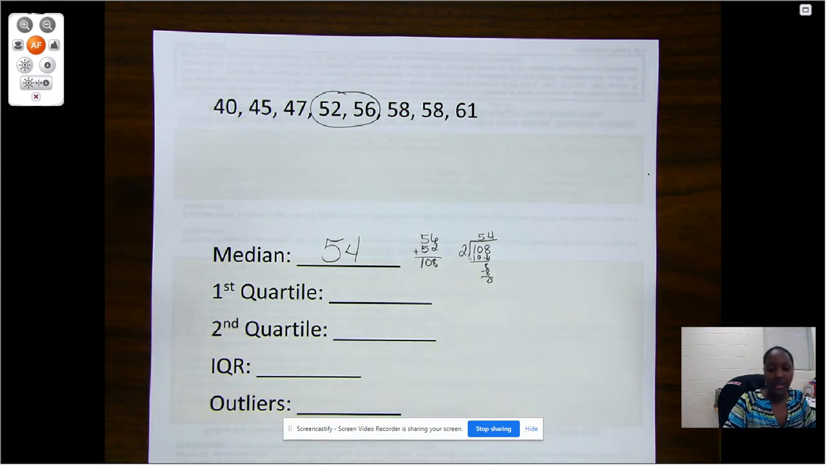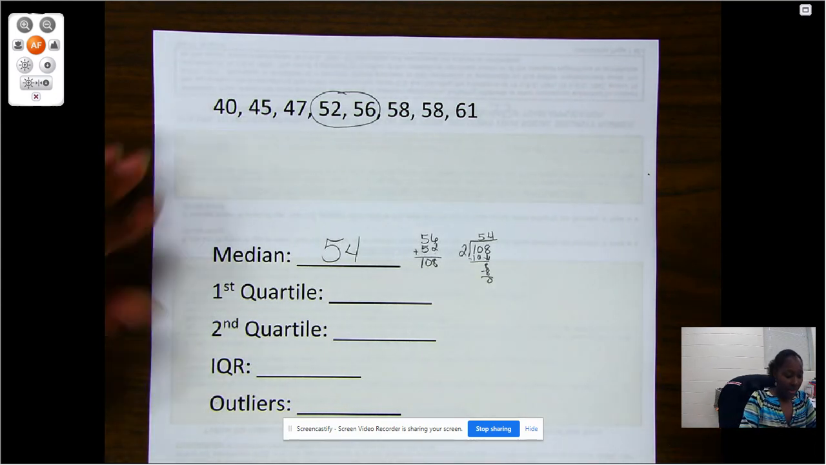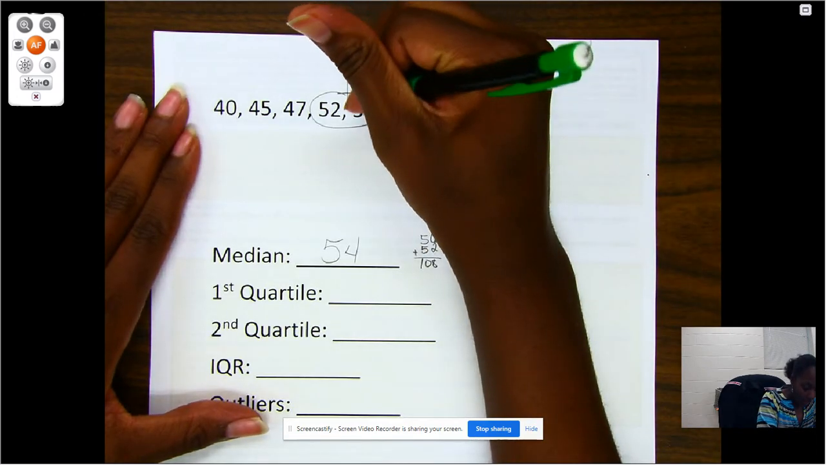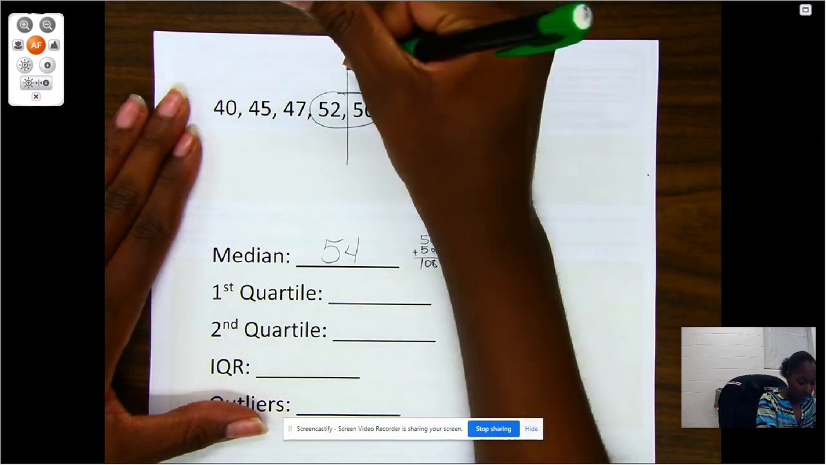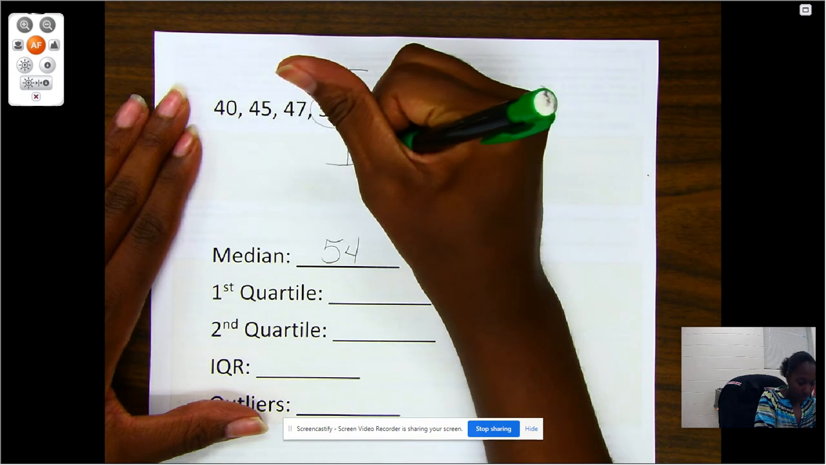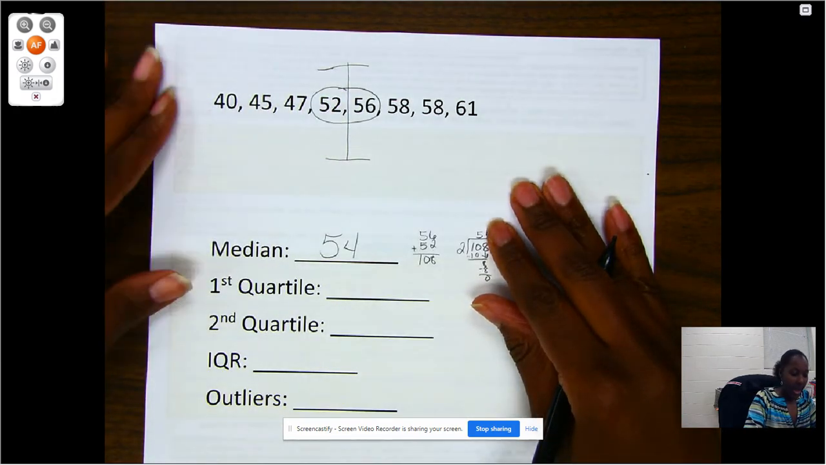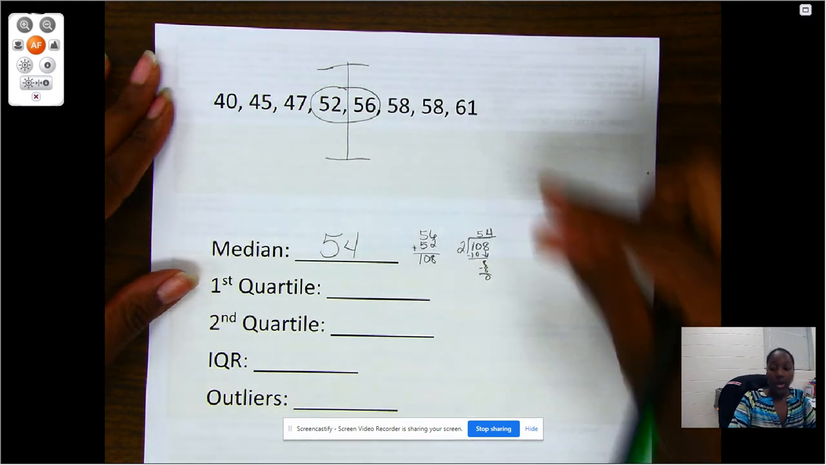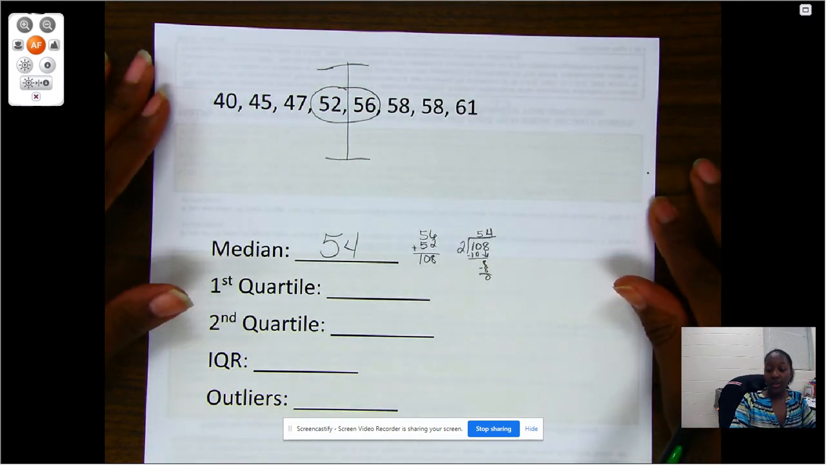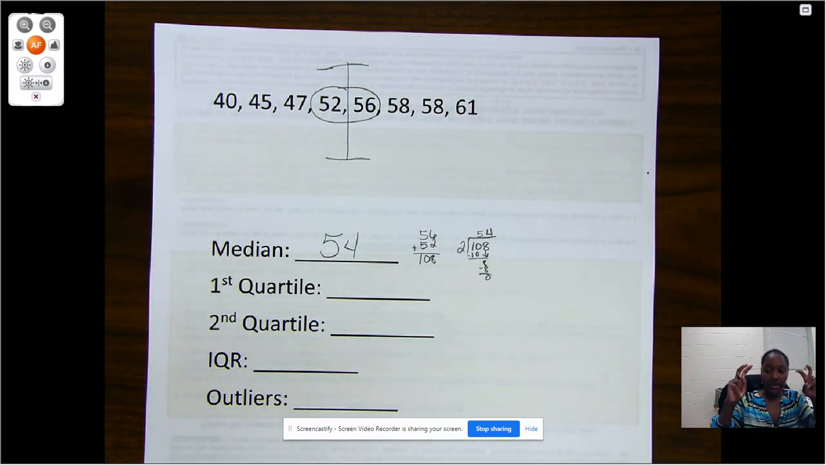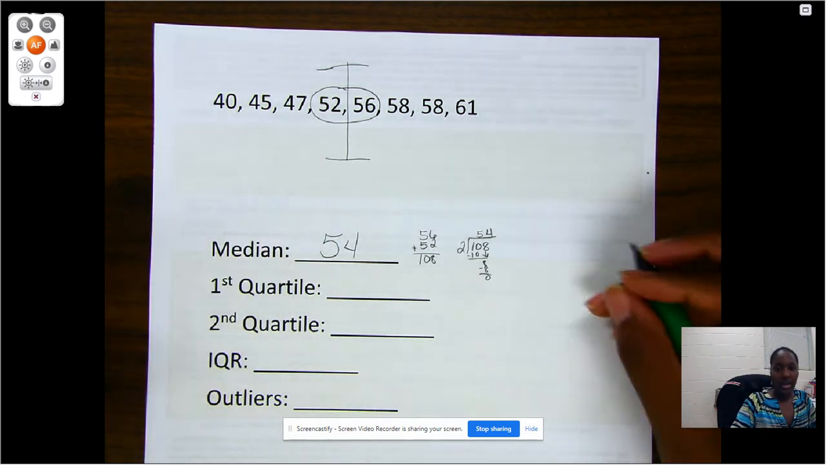Okay, now, ladies and gentlemen, what we need to do, now that we've found the middle, I need to draw a line down this data, separating it. So half of my data is this way. Half of my other data is this way. You may or may not realize this, but we are actually starting to form the box in our box plot, okay? So first off is splitting the data down the middle.